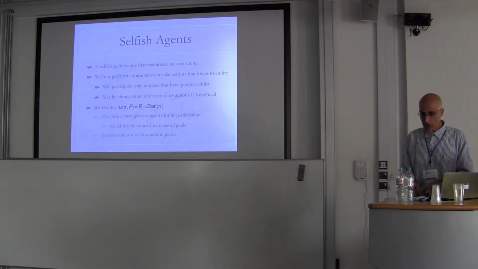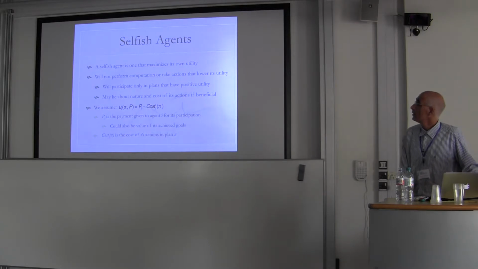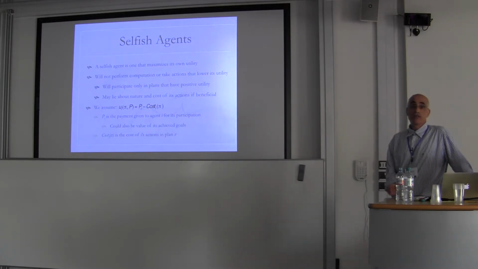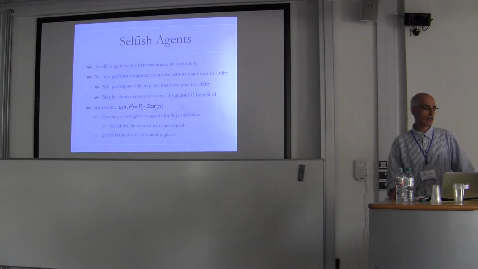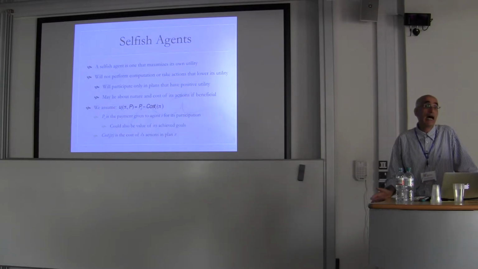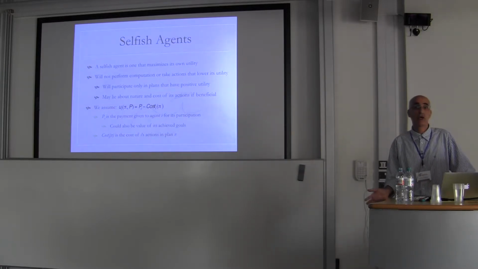So now we come to the issue of selfish agents. A selfish agent is one that maximizes its own utility. It will not perform computation or take action if they lower its utility. It will only participate in plans if it has some positive utility. You can make that even stricter. It may lie about the nature and about the cost of its action if it's beneficial to it.